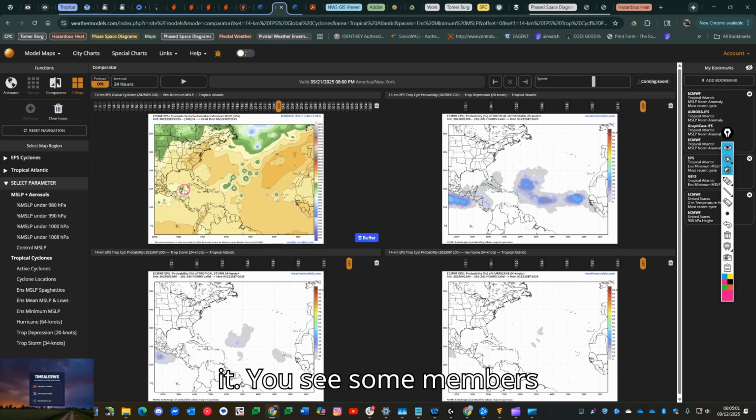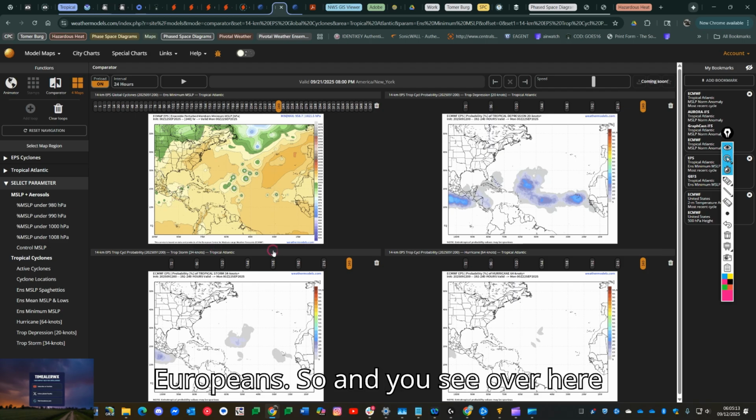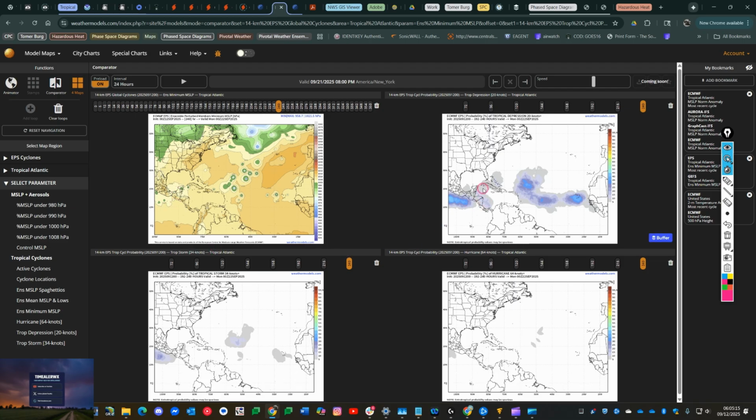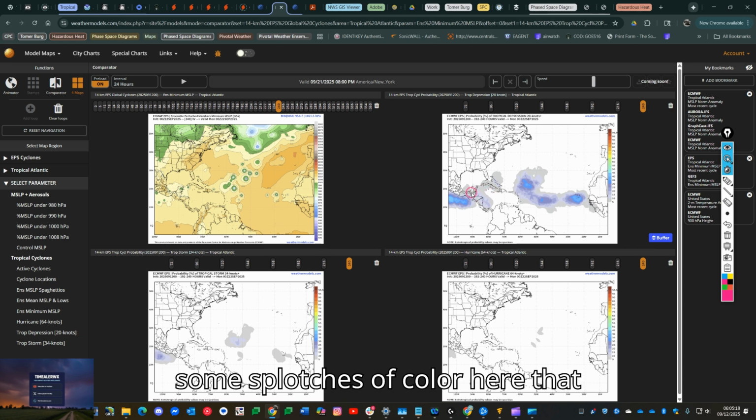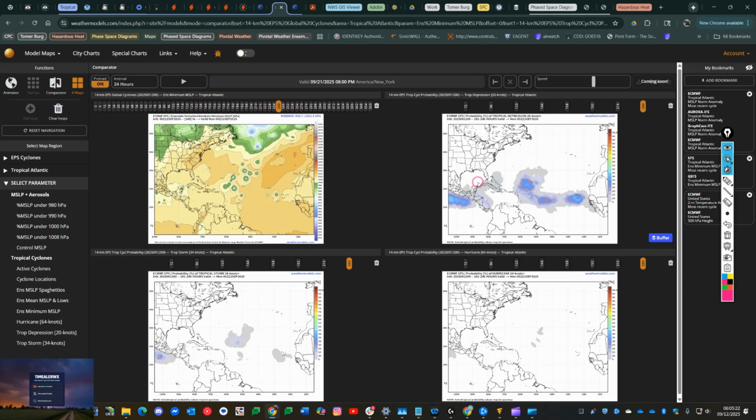You see, some members want to do something here in the Caribbean. You can have something near the peninsula. So that's something relatively new with the European. And you see over here some splotches of color that indicate maybe it's starting to think something might happen.